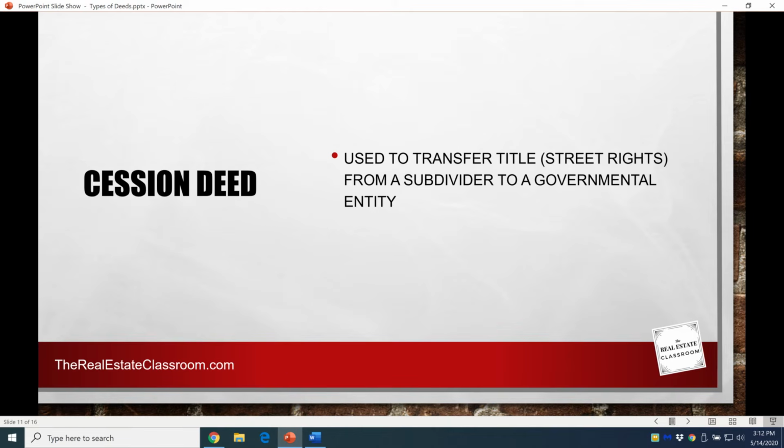Cession deed. This is specifically used to transfer title of street rights from a developer or subdivider to a governmental entity, such as a county or a state. So when a developer goes in and develops a subdivision, at some point the county or the city is going to come in and take over control of those streets, maintenance, snow plowing, all of that stuff. So we have to have a way to transfer that title interest, and a cession deed is used to transfer the street rights from the subdivider to that governmental entity.